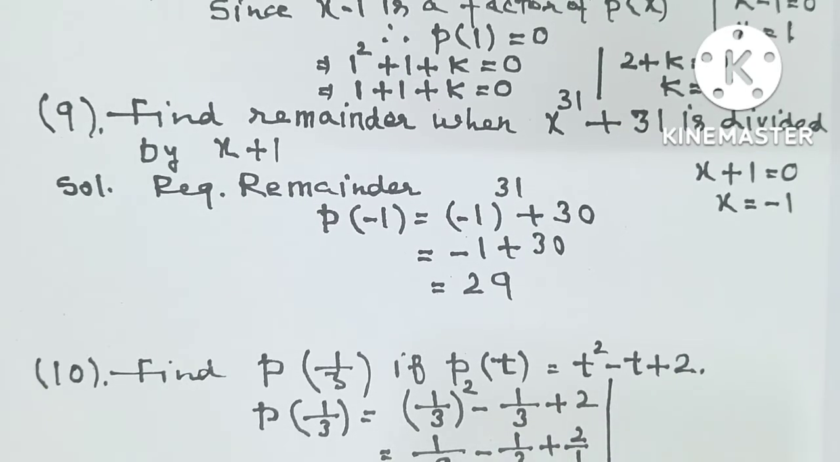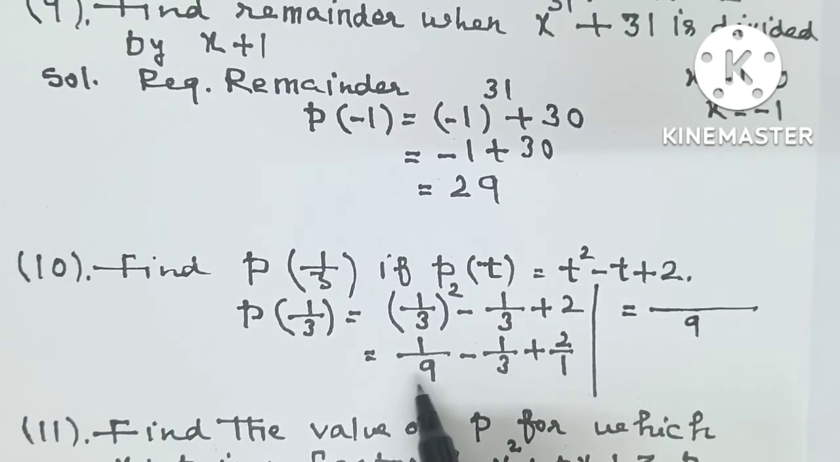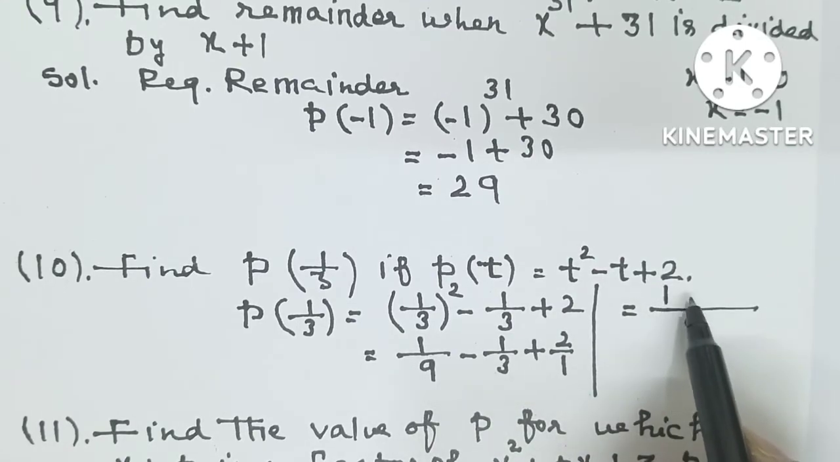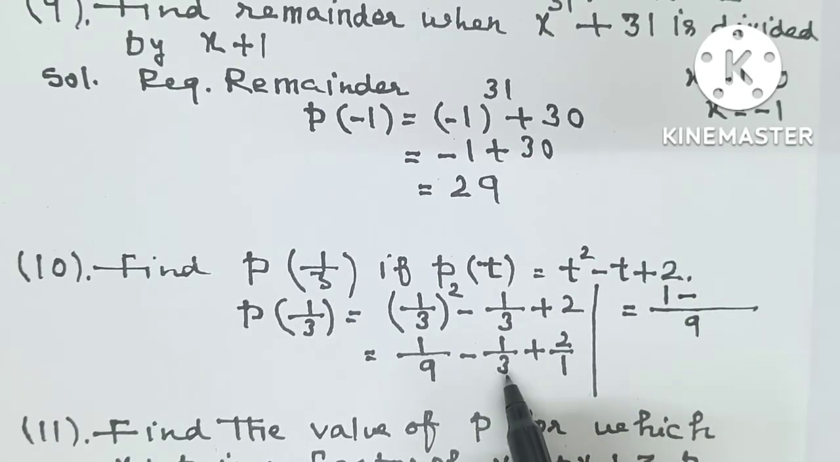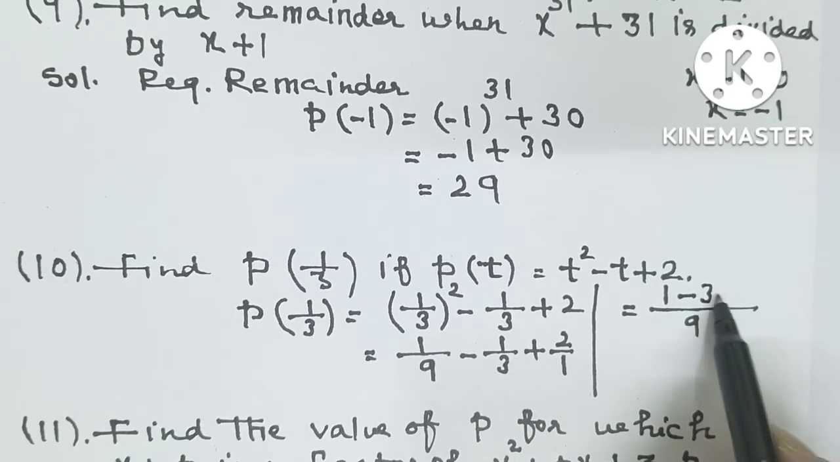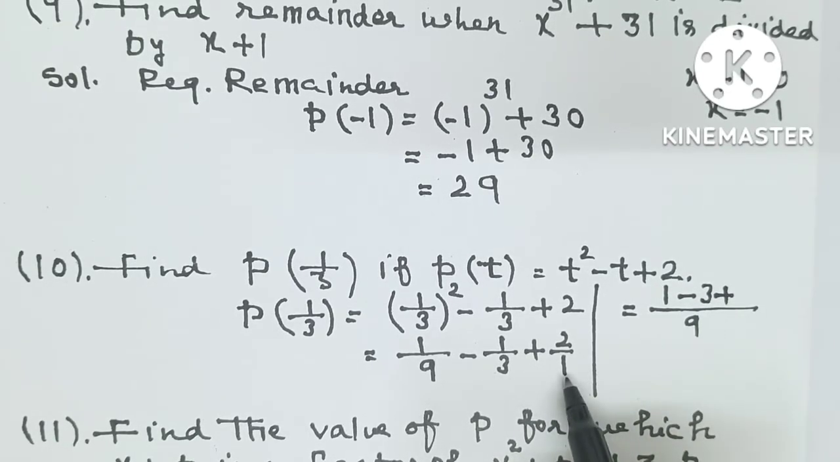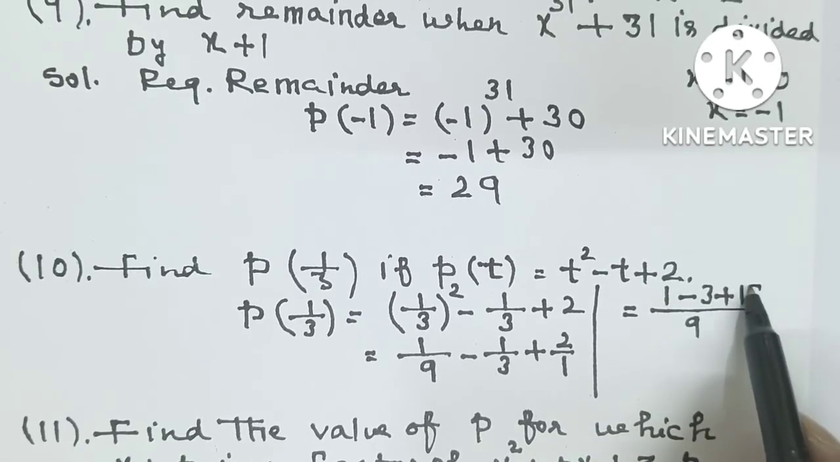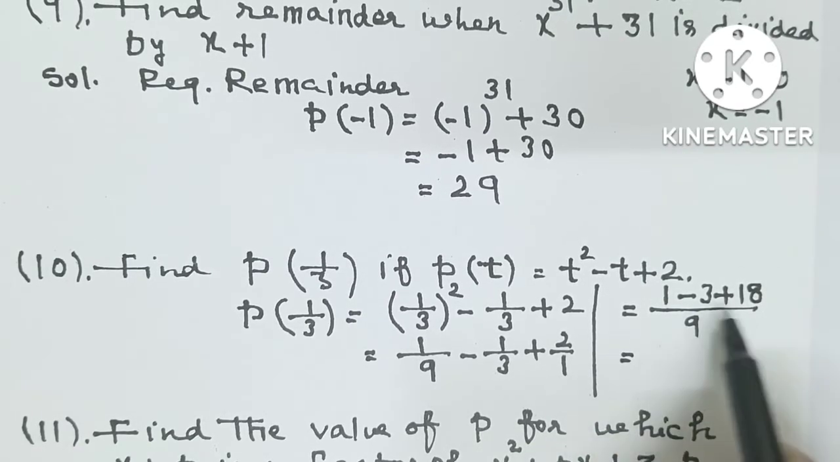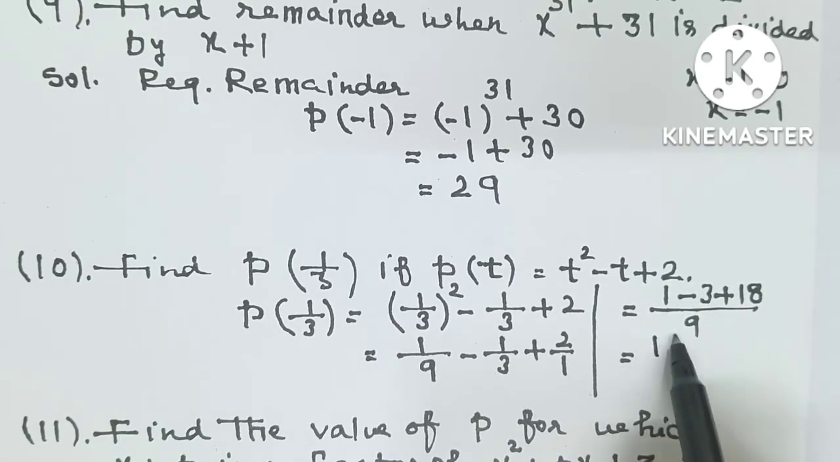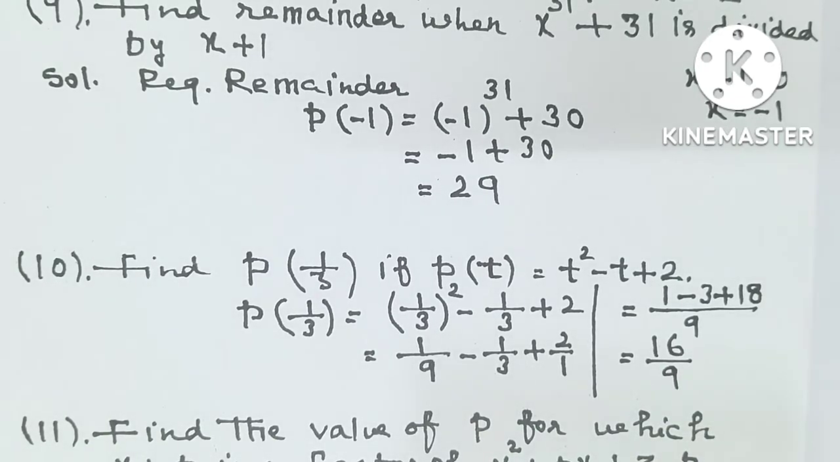Here the LCM of 3 and 9 is 9. 9 divided by 9 is 1. 1 1s are 1. Minus 9 divided by 3 is 3. 3 1s are 3. Plus 9 divided by 1 is 9 and 9 2s are 18. So 18 plus 1 is 19. 19 minus 3 is 16 upon 9. So the value of p of 1 by 3 is 16 upon 9.